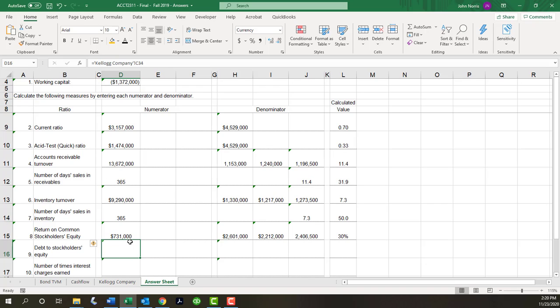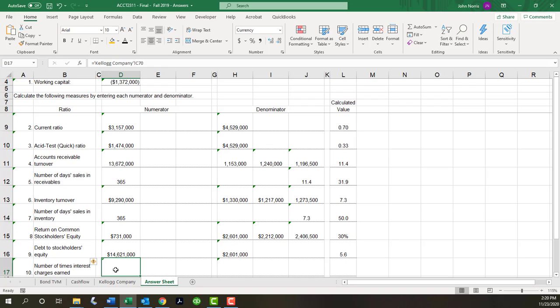So debt to stockholders' equity, the numerator is total liabilities. The denominator is total stockholders' equity, which we had from the row above. And that gives us 5.6. So for every dollar that the shareholders of Kellogg's have at risk in the business, the debtors, the people who lend Kellogg's money, have $5.60 at risk.